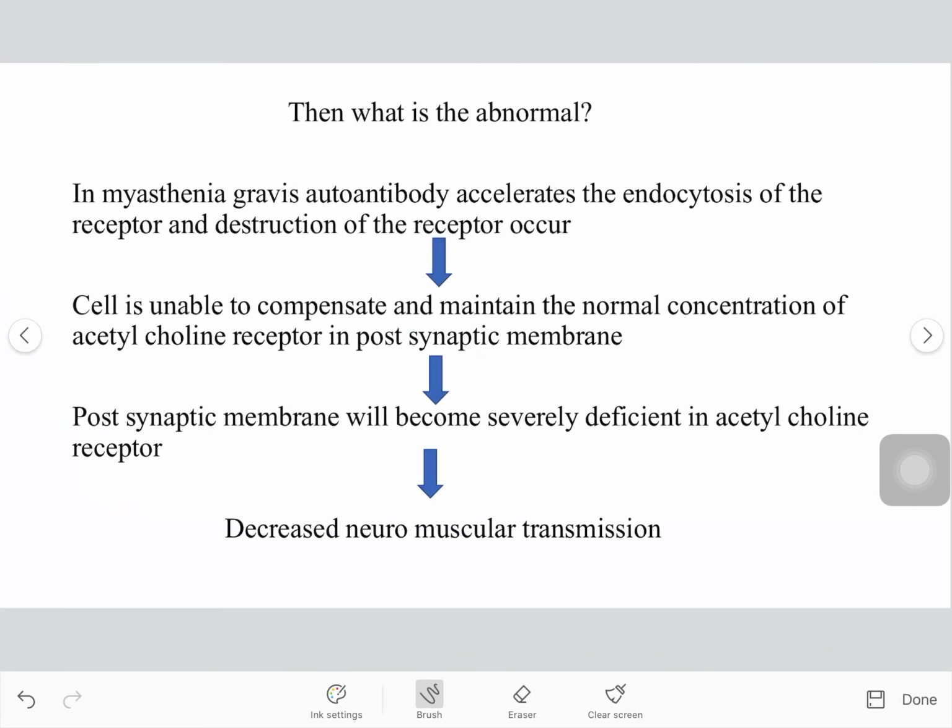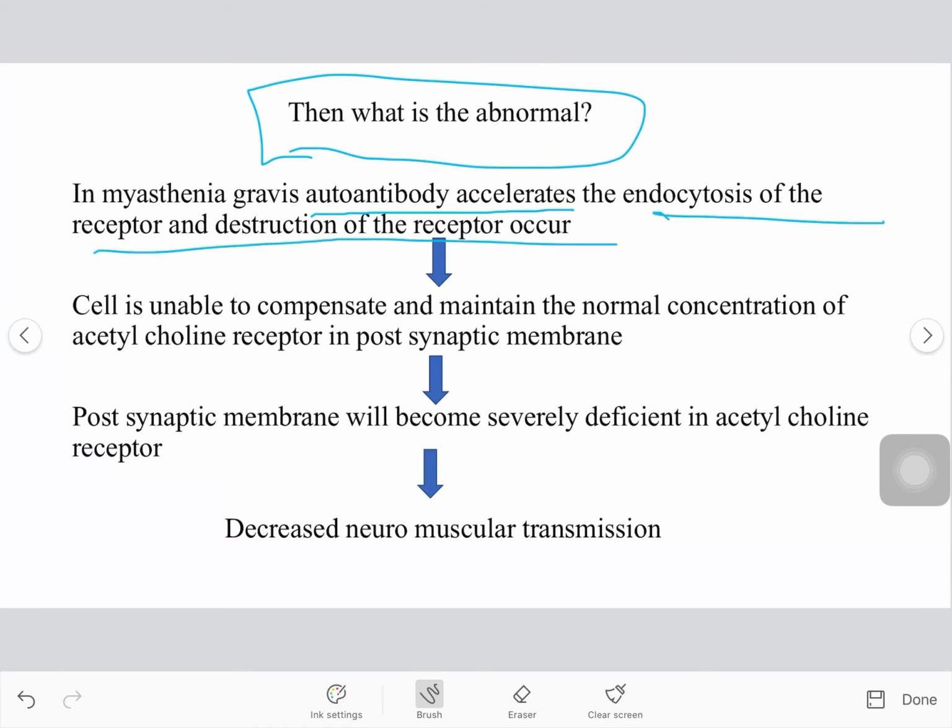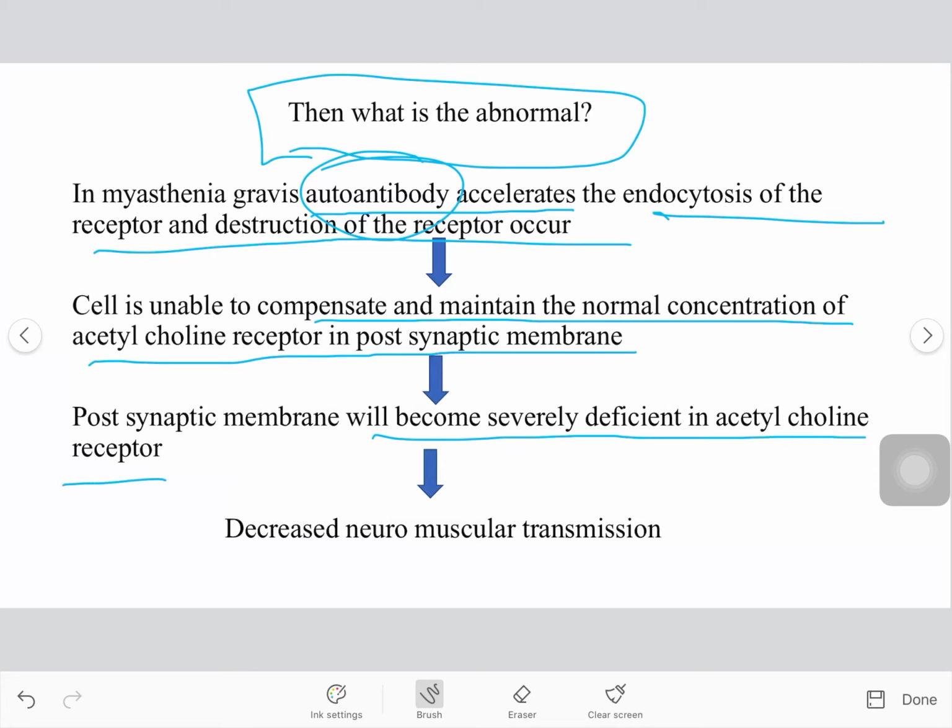Okay, internalization of the old receptors and replacement with new receptors is normal. Then what is abnormal in the patient with myasthenia gravis? In myasthenia gravis, the autoantibody accelerates the endocytosis and destruction of the receptors, which does not occur in normal people. The cell is unable to compensate and maintain the normal concentration of acetylcholine receptors in the postsynaptic membrane. The postsynaptic membrane becomes severely deficient in acetylcholine receptors, which decreases neuromuscular transmission.